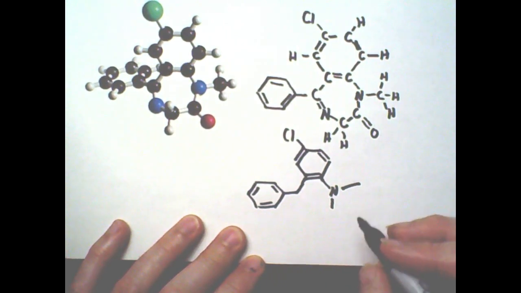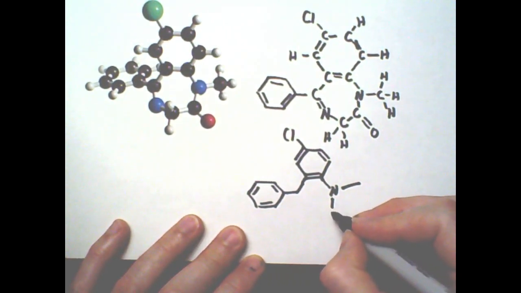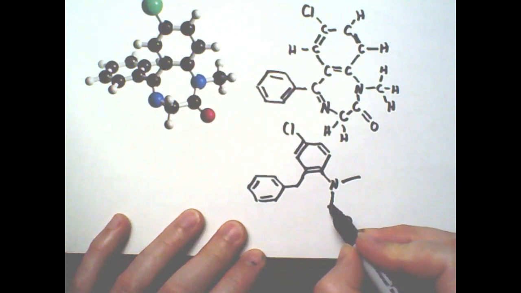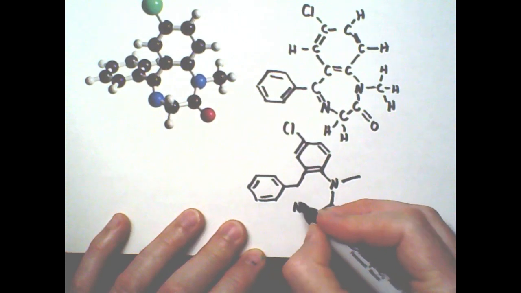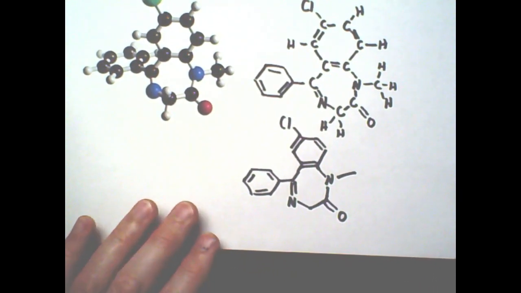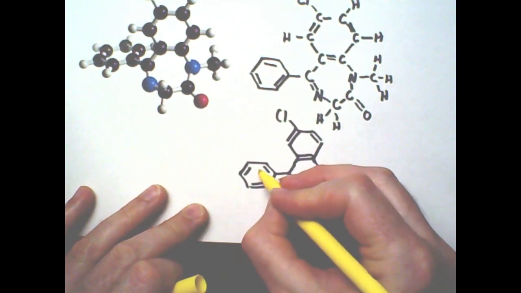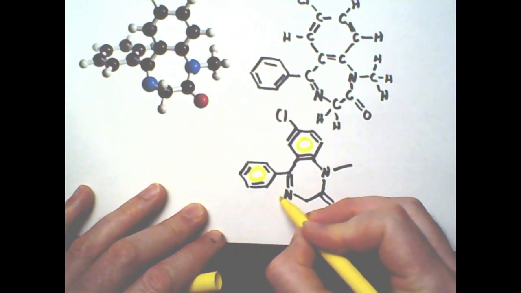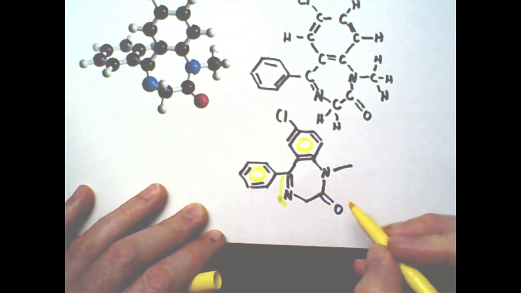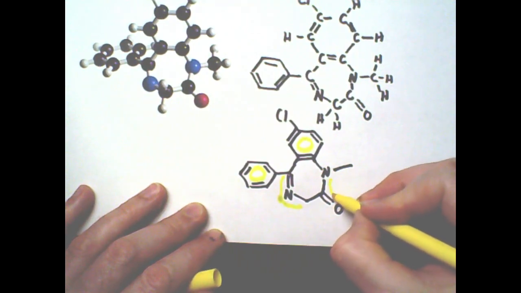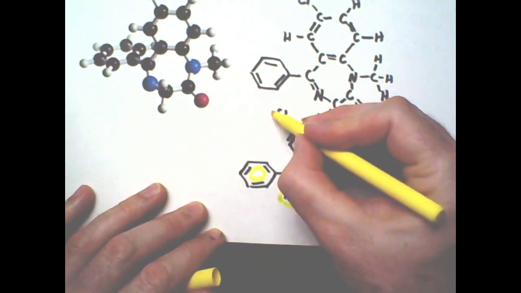Got a nitrogen with a methyl group coming off of it. C bonded to an oxygen, another C, another N, and a double bond to this carbon. Okay, so now we can see our functional groups more clearly. We've got a benzene ring there, a benzene ring there. We've got a nitrogen connected to 2 carbons. We've got a nitrogen connected to 3 carbons, but one of those carbons has an oxygen, and then we've got our chlorine.